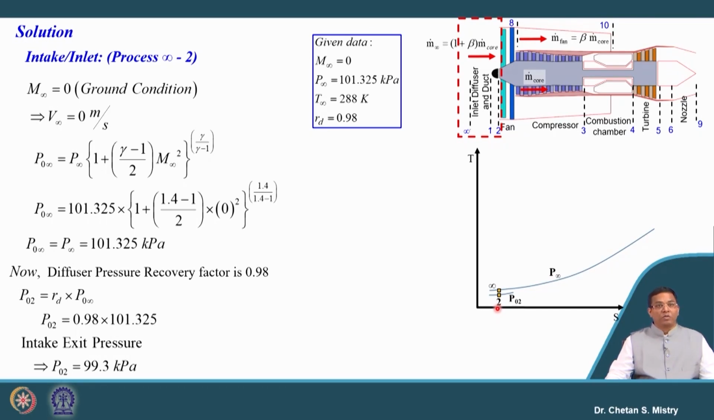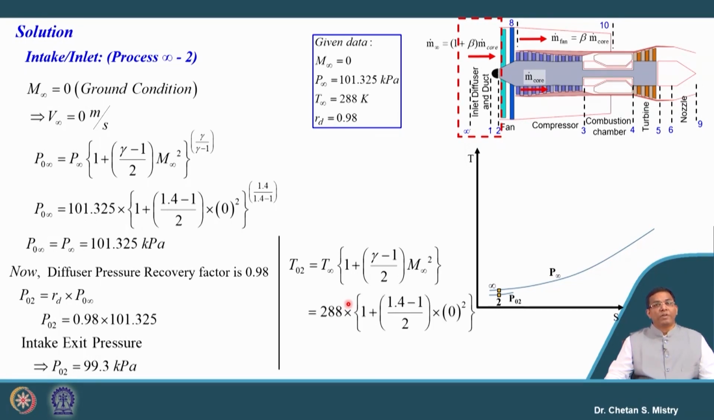Be careful about this. Now, the next component we will calculate is the temperature at the exit of the intake, and that is correlated in terms of static temperature and Mach number. Since we have our M infinity to be 0, our exit temperature will be 288 Kelvin.